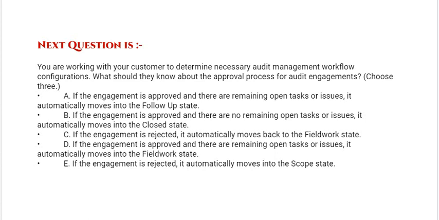Option C. If the engagement is rejected, it automatically moves back to the fieldwork state. Option D. If the engagement is approved and there are remaining open tasks or issues, it automatically moves into the fieldwork state. Option E. If the engagement is rejected, it automatically moves into the scope state. Correct answer is option A, B, and option C.